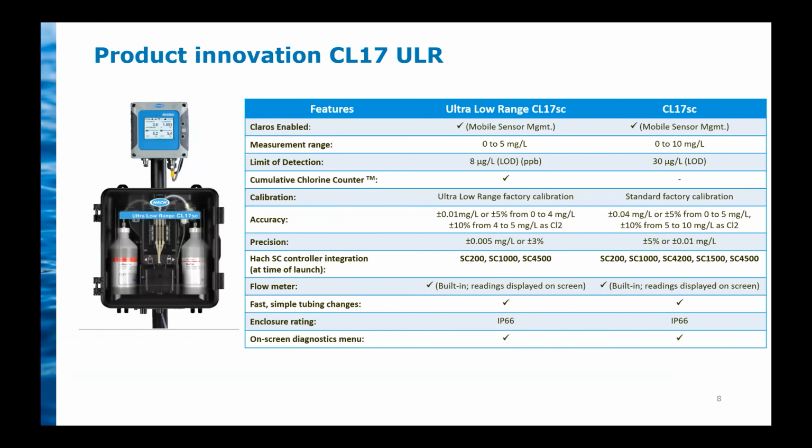And in the last month, we have launched our new CL17 ultra low range instrument. A limit of detection of 8 parts per billion means that you can take precise control of your dechlorination process. The cumulative chlorine counter tracks chlorine exposure over time, and this data can give you insights into how much chlorine you are discharging over time. You can also determine the potential for damage to your RO membranes. And in the table, you can see the comparison between our standard CL17 and the ultra low range instrument.